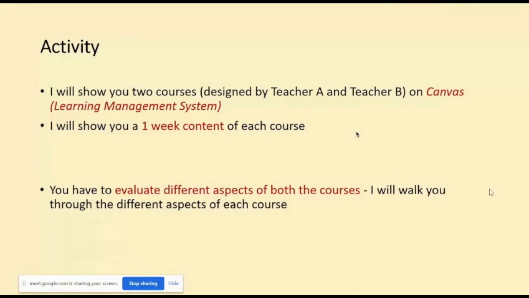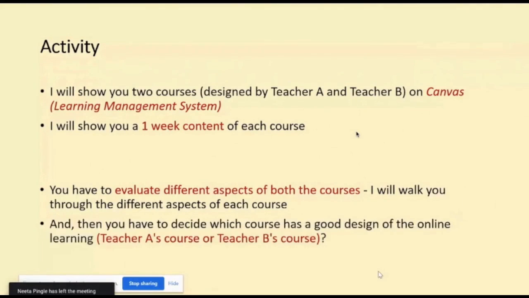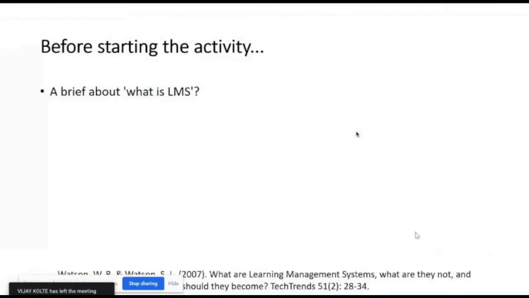Okay. And to do that, I'll walk you through the different aspects of each course. I'll show what teacher A's course contains and what teacher B's course contains. Then you have to decide which course has a good design of online learning, either teacher A's course or teacher B's course. So let's start with that activity.